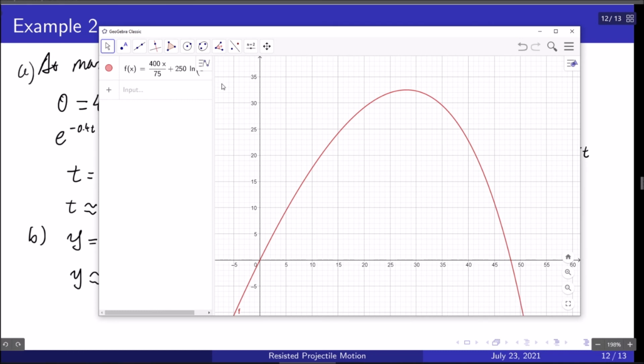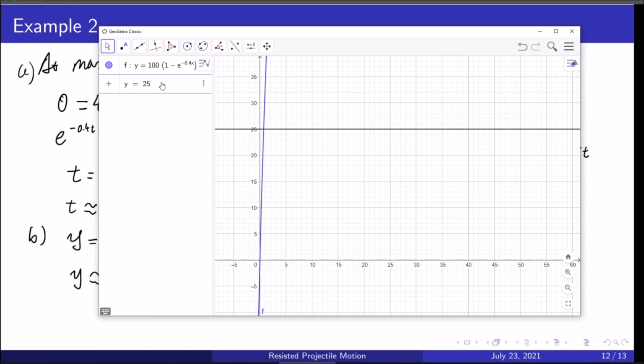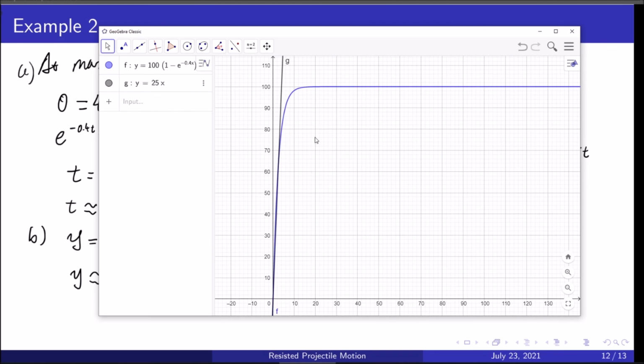So of course, we can just punch them in. y equals 100 times (1 - e^(-0.4x)). And then we can also have y equals 25t, so 25x, sorry, because this is the x-axis. All right. That gives us two lines where they intersect.